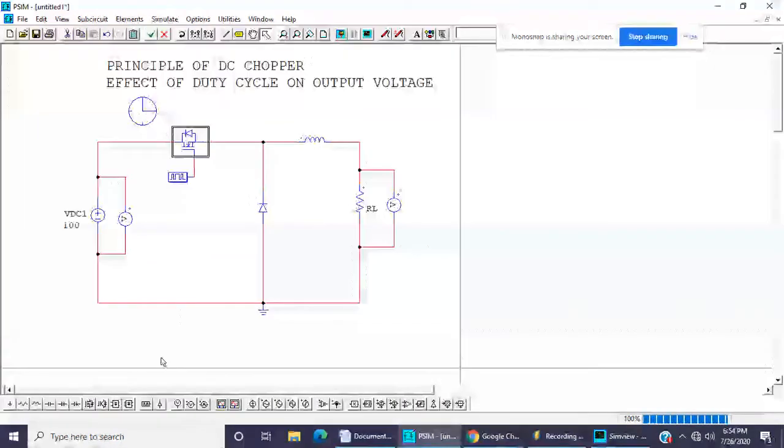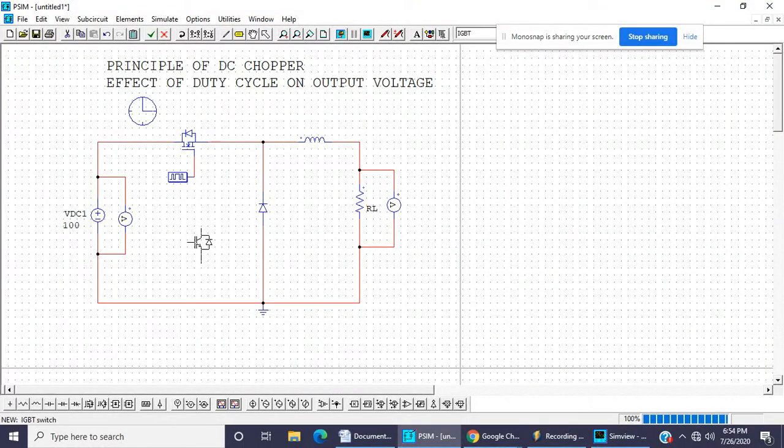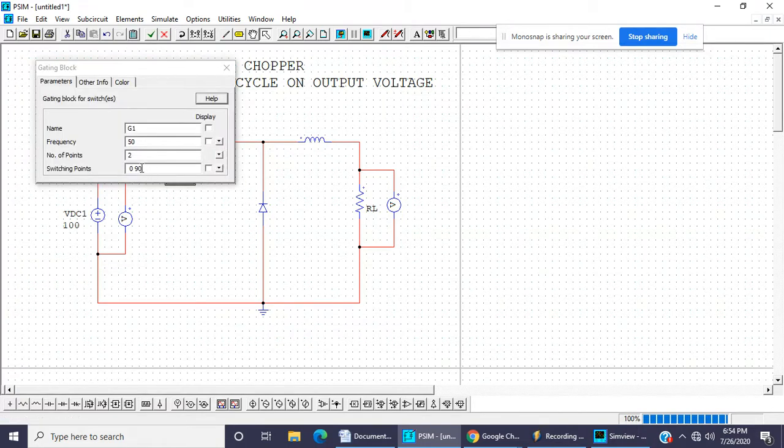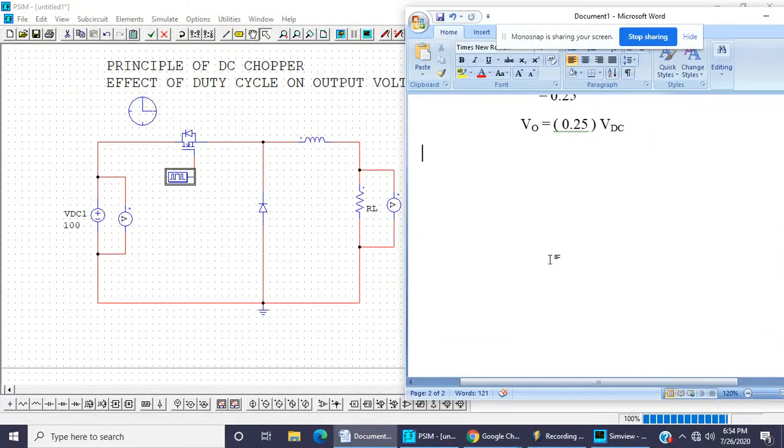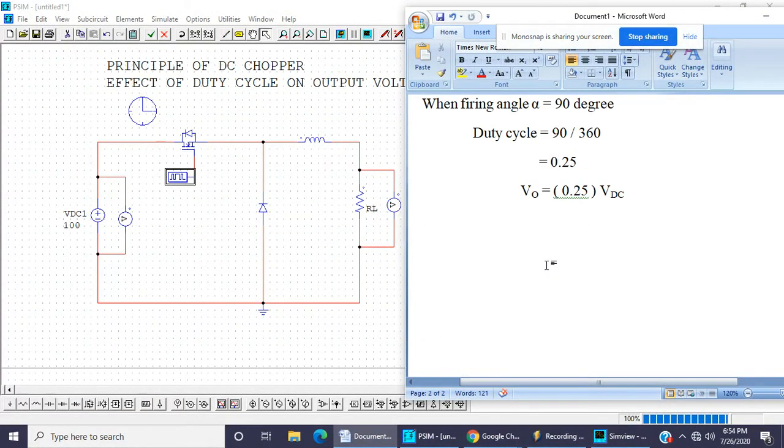This one is MOSFET. We can also place here IGBT. So in the case of DC chopper, duty cycle plays an important role in changing output voltage. Let us, this one is 10 volt. This one is 10 angle, that is firing angle. So output voltage is equal to 10 divided by 360.